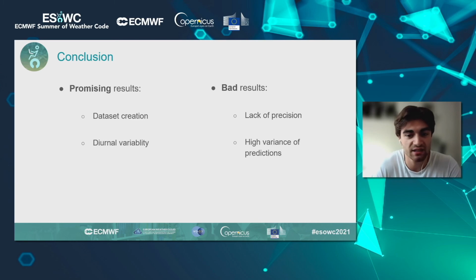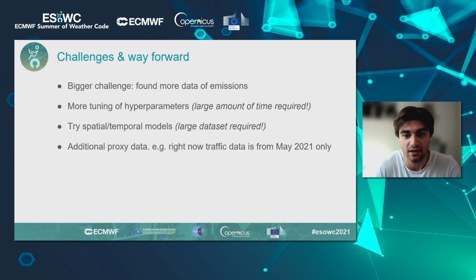Showing the next slide, please. In particular, the bigger challenge here is to gather more emissions data, which are really rare and difficult to get. But having more data could lead to better precision and also pattern matching with seasons and years. Also, more hyperparameter tuning and more complex models should follow. But the former requires a lot of time and the latter requires large datasets. And possibly also exploring and finding more reliable proxy data could be a way to improve performance.